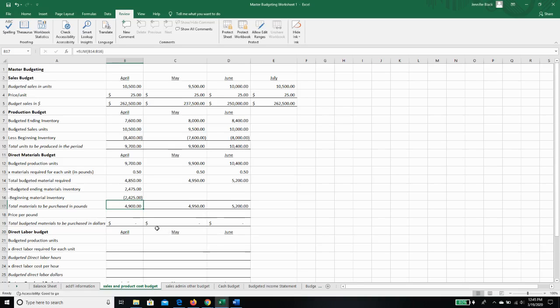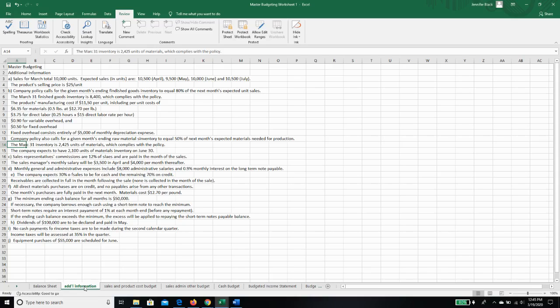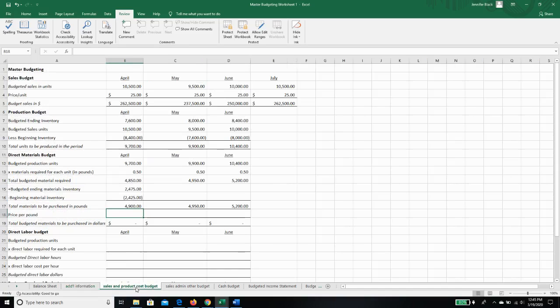Then we are going to multiply it by a price per pound. Again, I'm going to go to additional information, and my price per pound is $12.70. You can see that right here, $12.70. So I'm going to type in $12.70, and that tells me my budgeted materials in dollars is $62,230. That's how much I expect to spend in April.